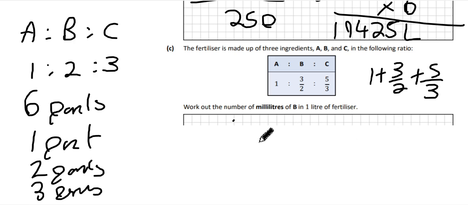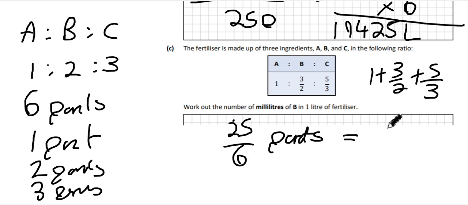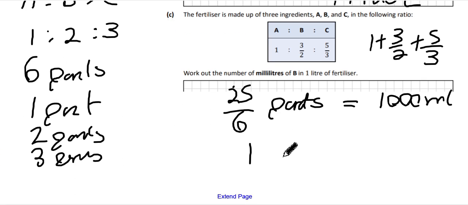Anybody know? Give it to me as a fraction, if possible. 25 over 6. 25 over 6 parts equals 1 litre, which is 1,000 milliliters. Is that okay? Agreed? Now, how do you find out what 1 part is?